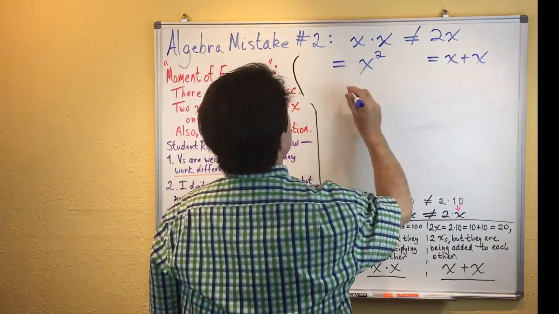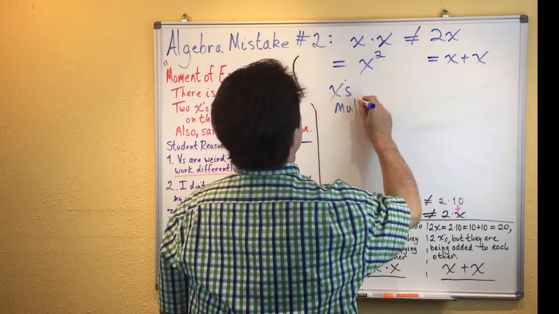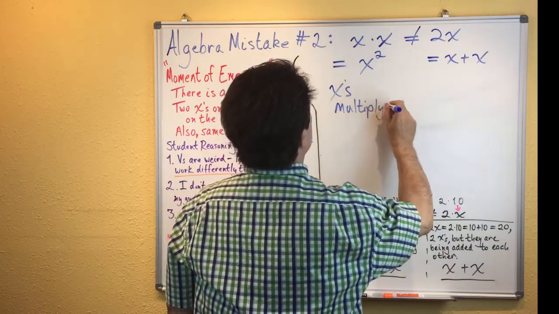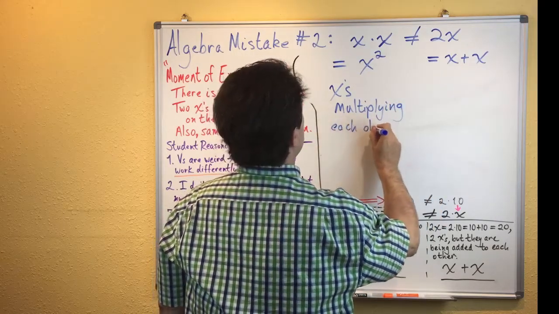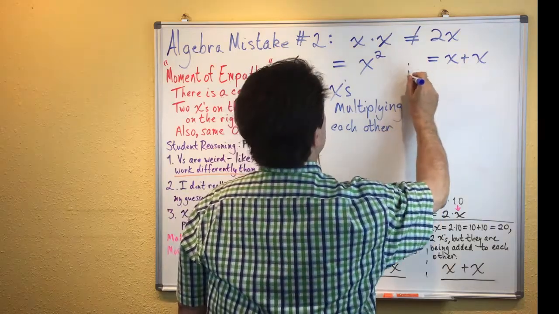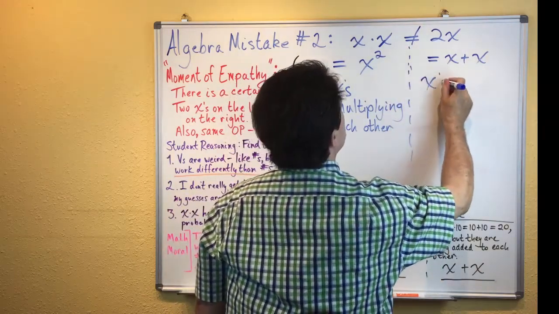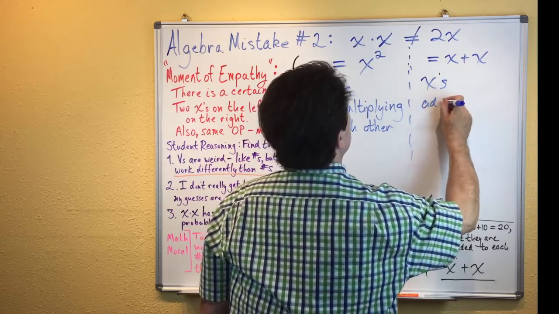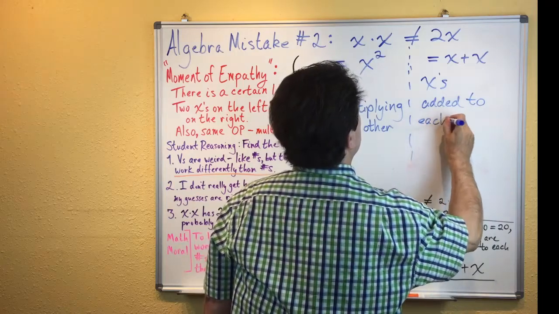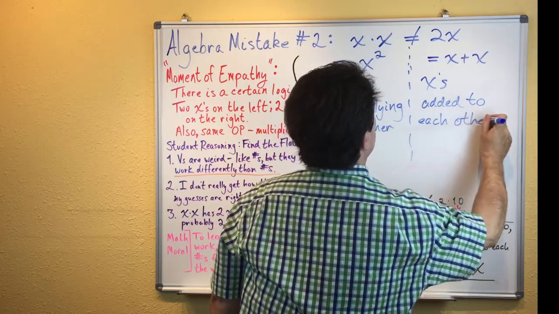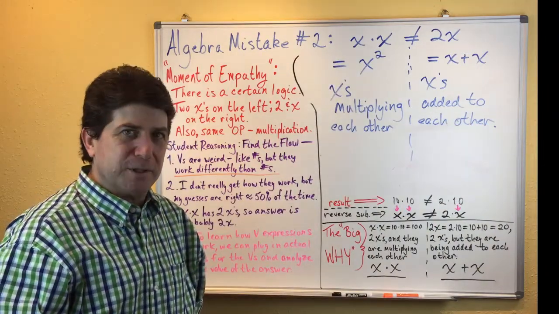So this is an expression where the x's are multiplying each other. And this is an expression where the x's are in fact being added to each other. And that's why the expressions are entirely different.